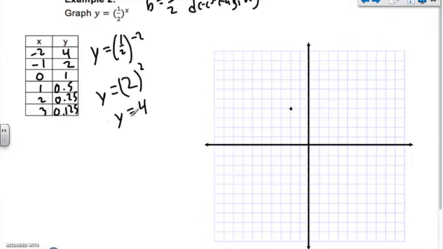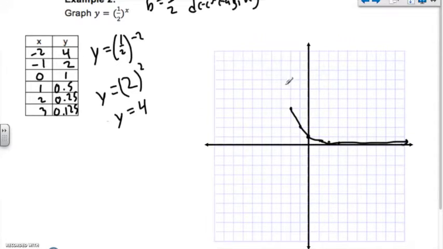Alright, so I'm going to plot these points. I have a point at -1, 2. I have a point at 0, 1. I have a point at 1, 0.5, 2, 0.25, and 3, 0.125. And you can see we're getting close to an asymptote again. Our numbers are getting really small, but they're going to stay positive, so we're never going to cross that line right there. So we are going to connect our dots. And this is a little hard to do with the tablet, so give me a break if it's not a perfect line.